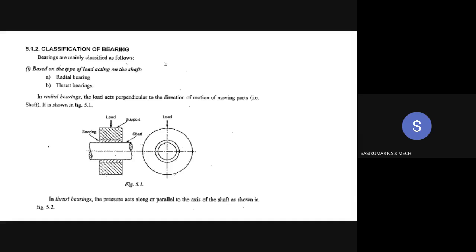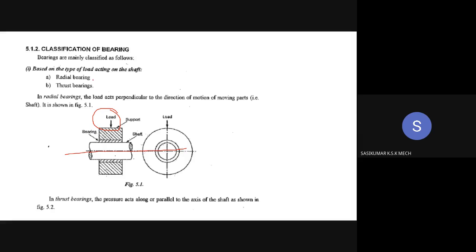One way is based on the type of load acting on the shaft; how the load is acting on the shaft makes a classification. When the load is acting in a radial direction, that is, when the load is perpendicular to the shaft or rotating member, then the bearing is classified as a radial bearing. Since it supports the radial load, it is called a radial bearing. In some cases, the load may be acting along the axis. Let me draw. Here the load is perpendicular to the axis.